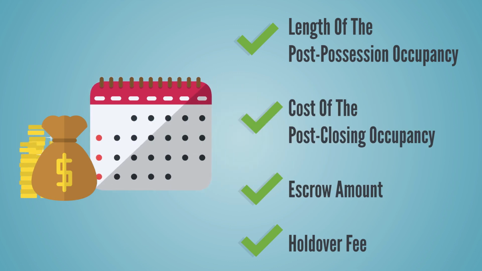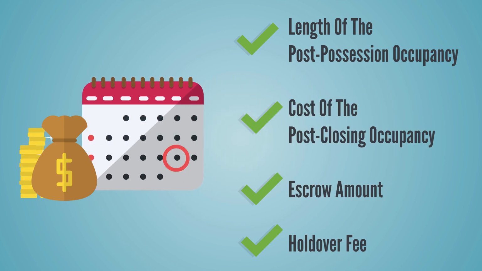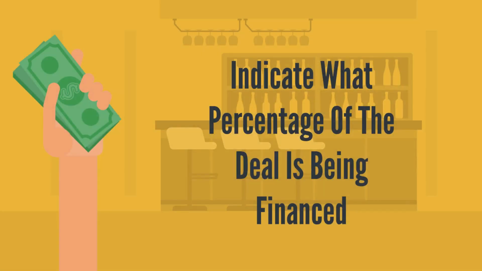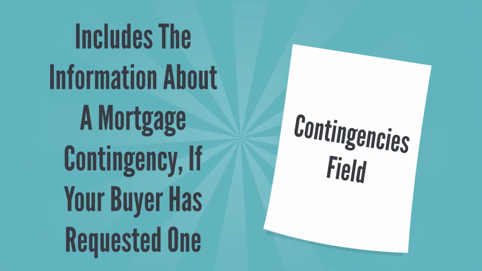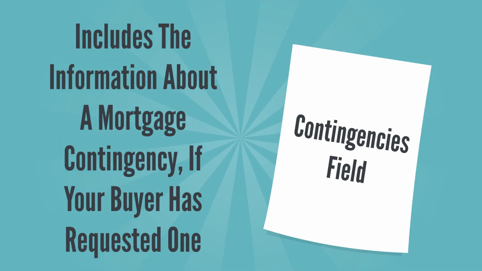You should include the length of the post-possession occupancy, the cost of the post-closing occupancy, the escrow amount, and the holdover fee. In the financing field, indicate what percentage of the deal is being financed. For example, if the buyer is putting down 25%, you should write the following: 75% financing, 25% down. The contingencies field is where you would include information about a mortgage contingency, if the buyer has requested one.